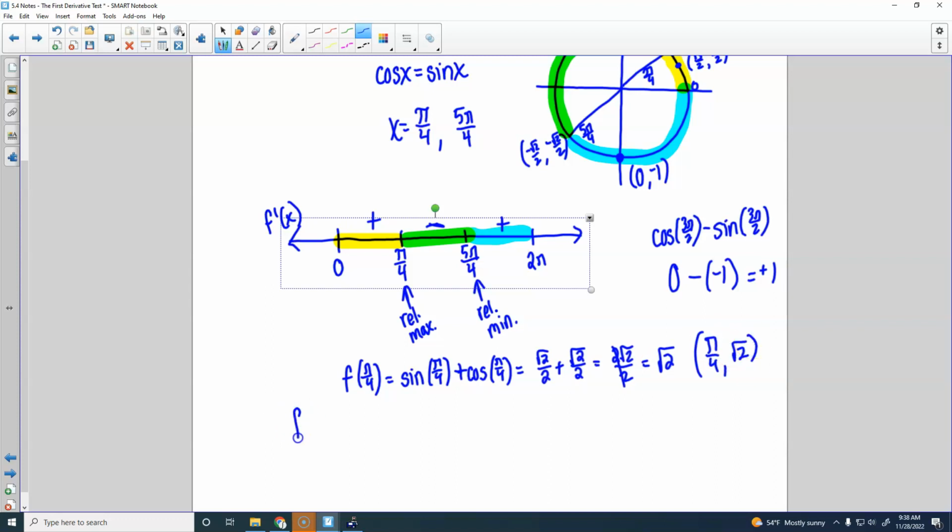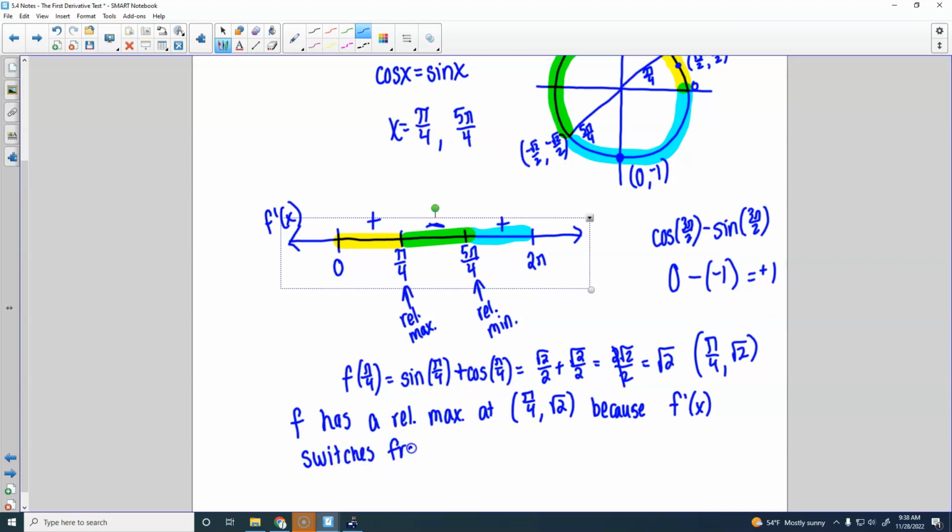And we would say f has a relative maximum at pi over 4, root 2, because f prime of x switches from positive to negative.